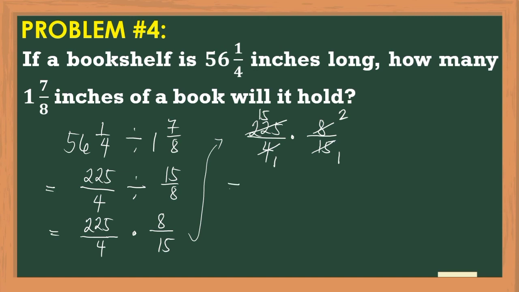So, multiplying the remaining factors, 15 times 2, that is 30, over 1 times 1, 1. So, if we divide 30 by 1, that is 30. So, it means there are a total of 30 books that the bookshelf can hold. Okay. So, yung 30 books na yon, multiply lang natin sa 1 and 7 over 8. Makikita natin na ang sagot is 56 and 1/4 inches na sukat ng bookshelves.